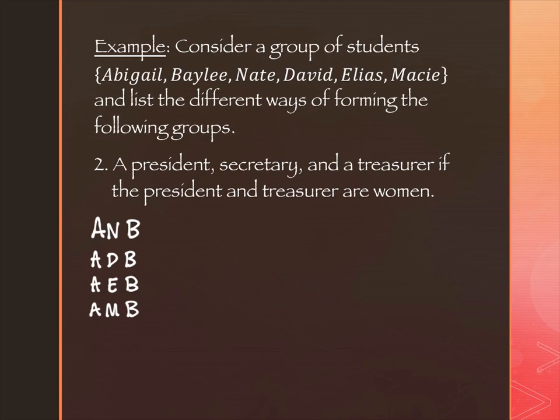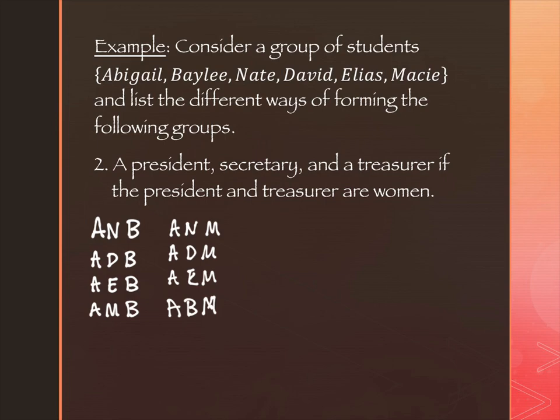Okay, so that's with Abigail as president and Bailey as the treasurer. So maybe I don't have Abigail and Bailey. Maybe I have Abigail and Macy. Okay, pretty good. Abigail, Macy. So I could put Nate between them. I could put David in there. I could put Elias in there. Or I could put Bailey in there. Right? Is there anybody else or any other arrangement with Abigail as president that I could do? I've listed all of them, right?